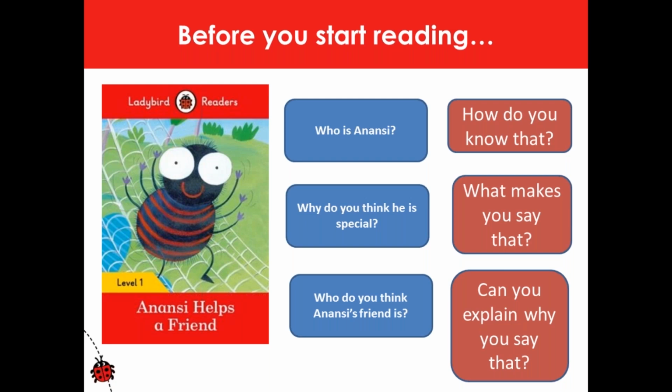Can you explain? So getting the children all the time not just to simply give you an answer, but to explain their thinking. So when you're asking who his friend is, you say, well, why do you think that? Can you explain what it is? And by doing this, as we say already, the main character in the story is already familiar to the children. They know it's going to be a story about a spider. They can start to think a little bit critically about who this is and why they are there.